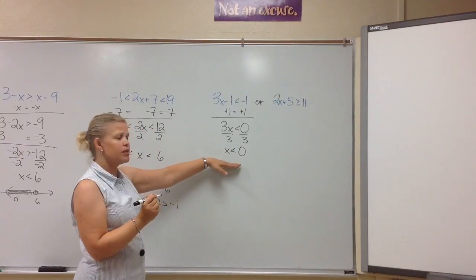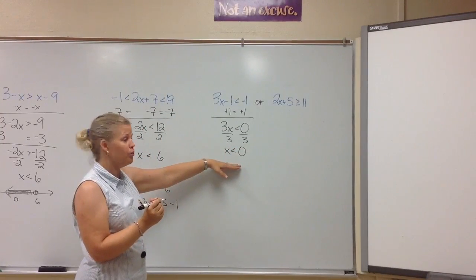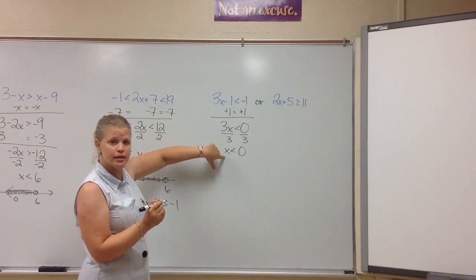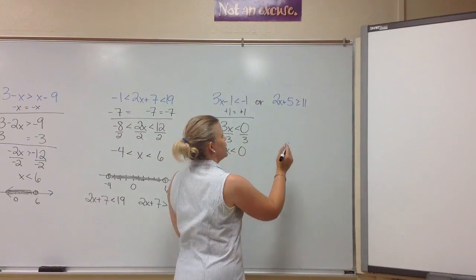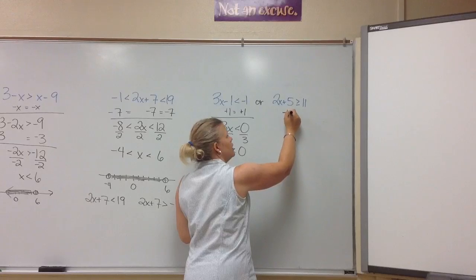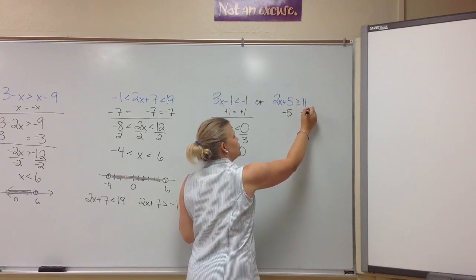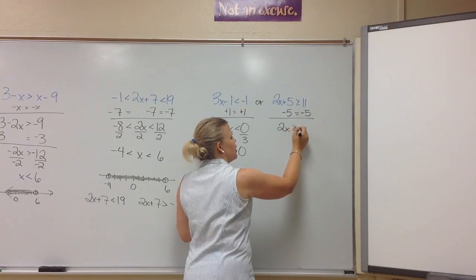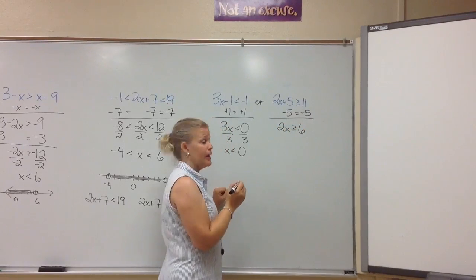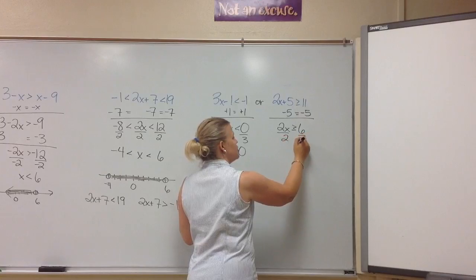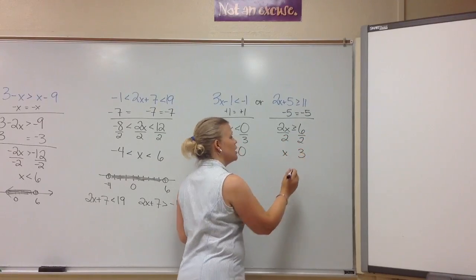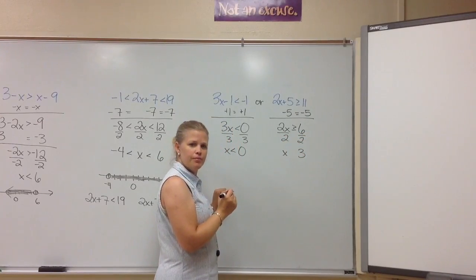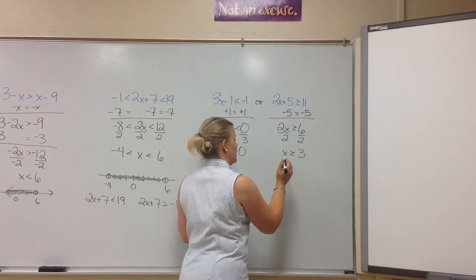And we know on this one it's going to be less than 0. What will make this true? Any number less than 0. Let's come over here. This one's not too bad. Subtract 5. What you do to one side, you do to the other. And you've got 2x greater than or equal to 6. Okay? Divide each side by 2. We get x, we get 3. Do we need to flip that symbol? You're right, we do not.